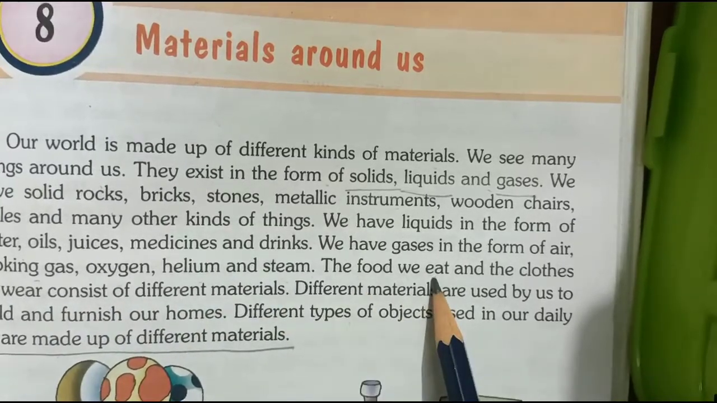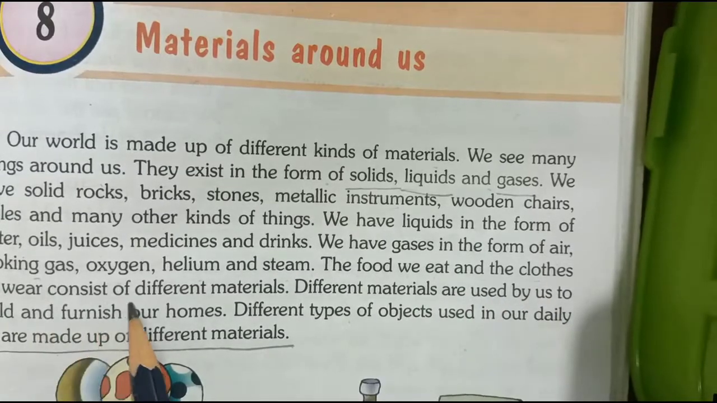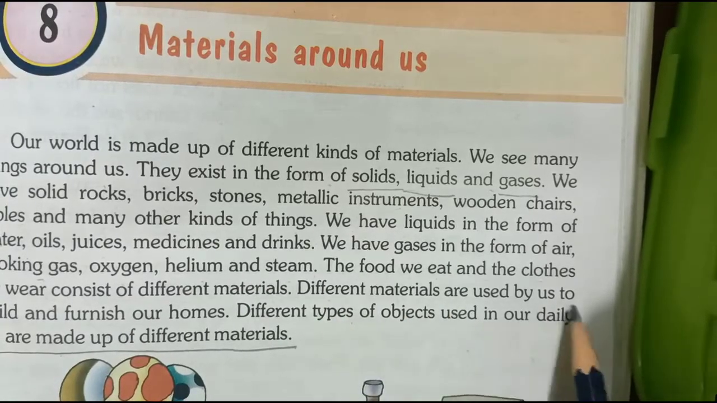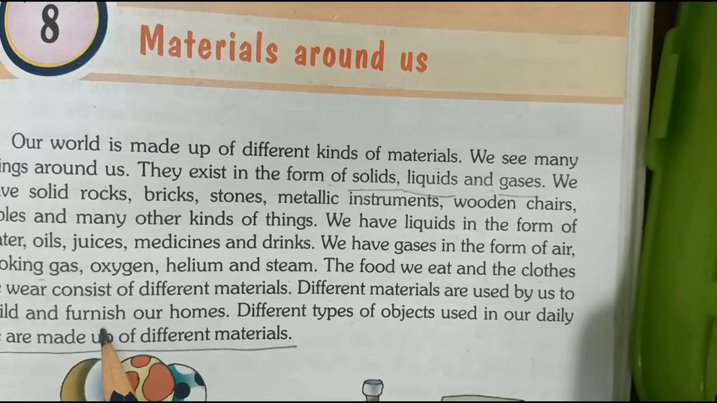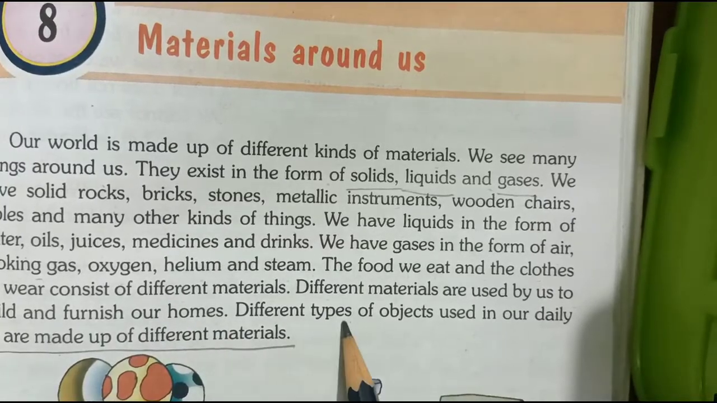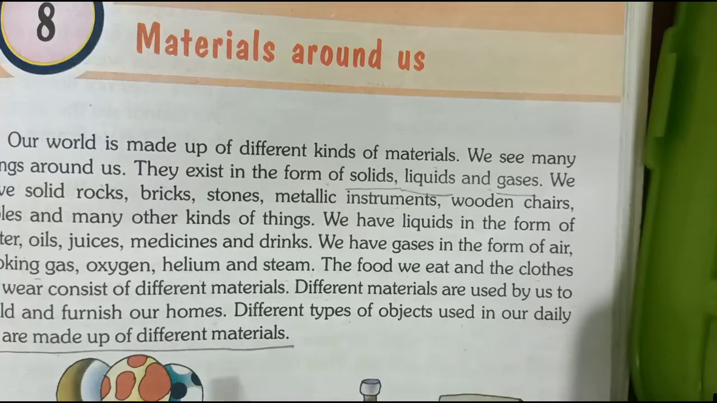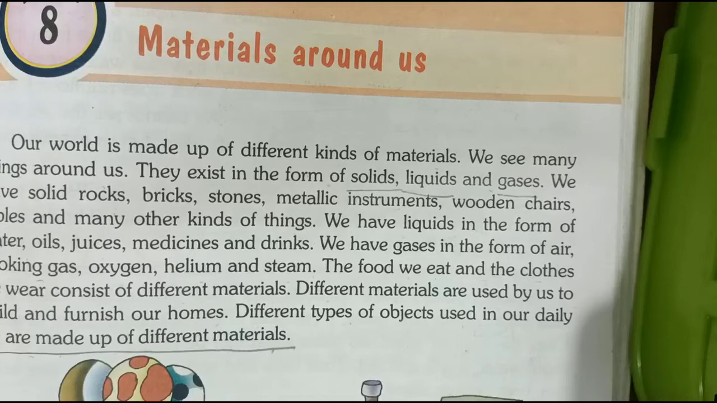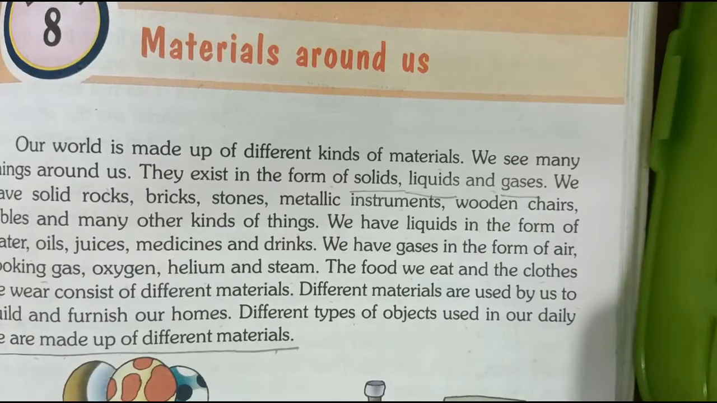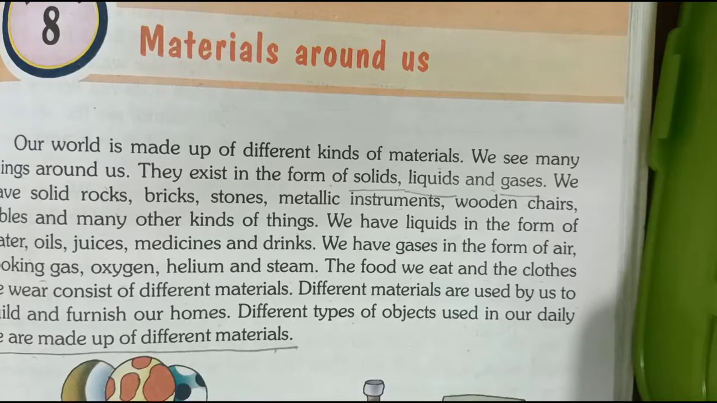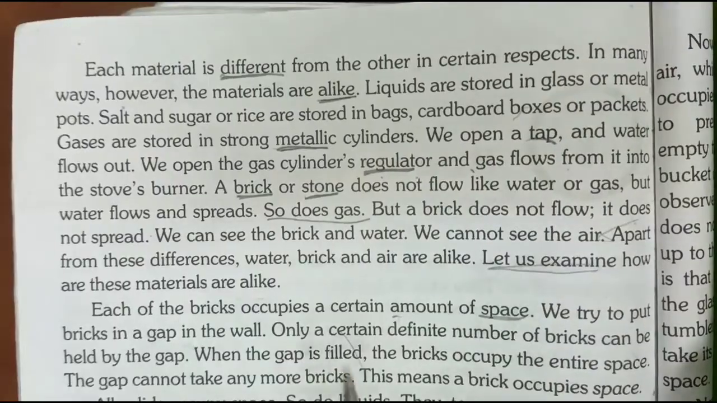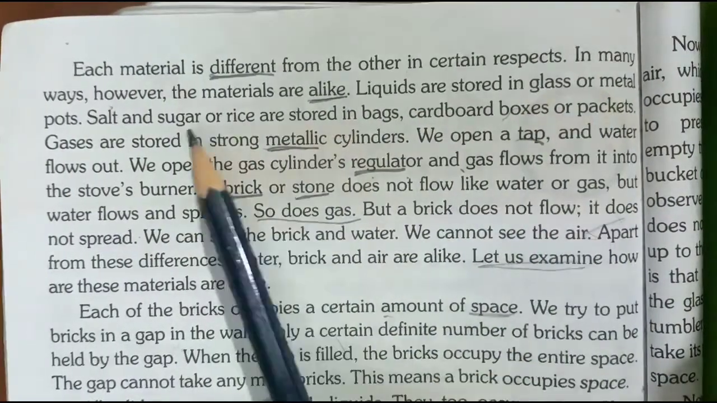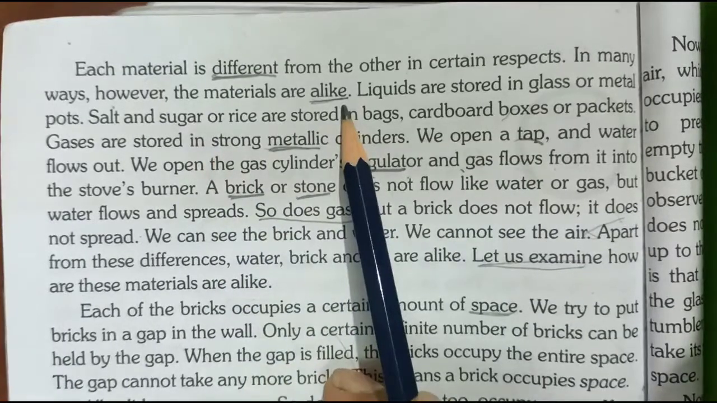The food we eat and the clothes we wear consist of different materials. Different materials are used by us to build and furnish our homes. Different types of objects used in our daily life are made up of different materials. How are the materials alike and unlike? Okay, so on the next page we are going to start. Each material is different from the other in certain respects, in many ways. How are the materials alike?